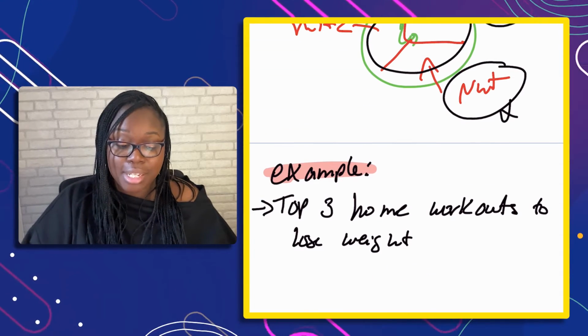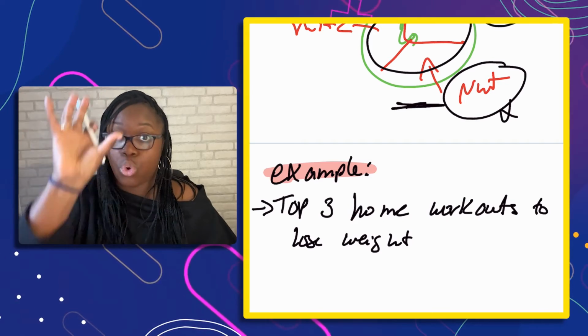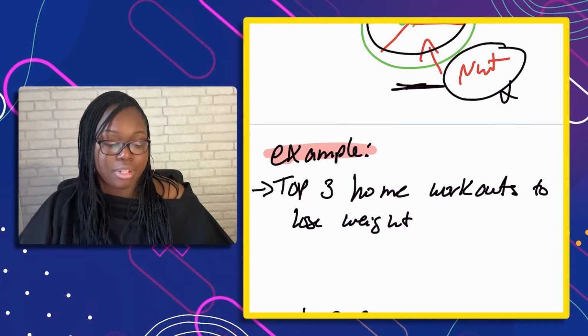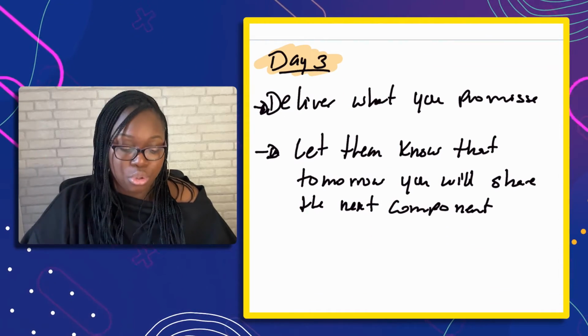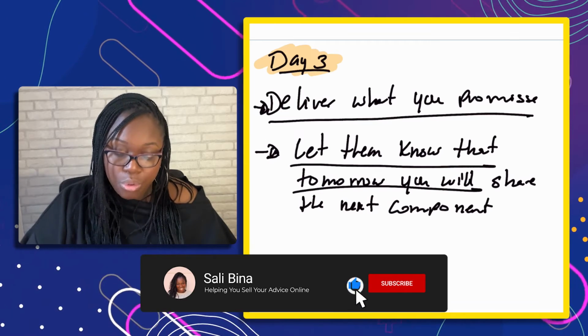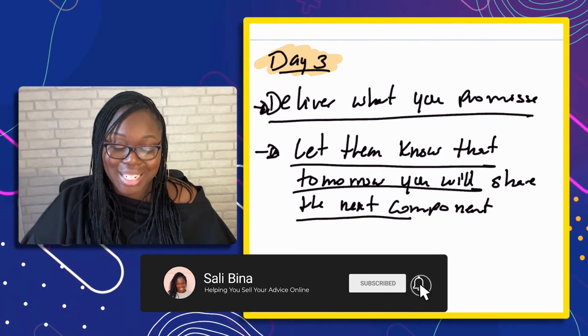But you don't deliver that on this email. Tell them about the whole component, the whole 3 things that they need, and then you're gonna share the specific one on tomorrow's email, right? On day 3 email. Day 3 email, you deliver on your promise, right? And you let them know that tomorrow you'll tell them about the next component.